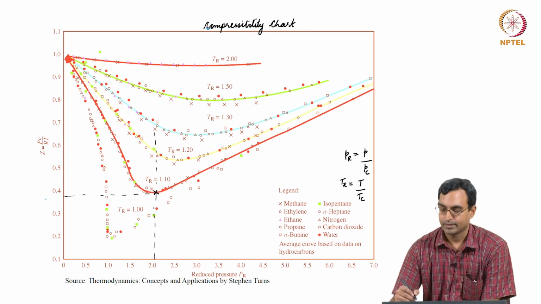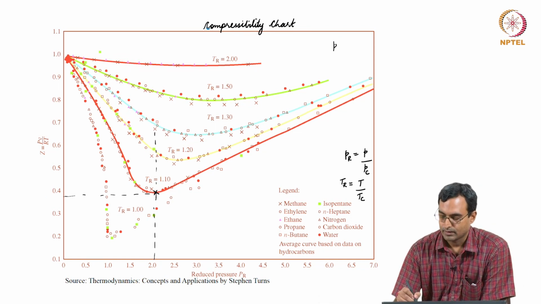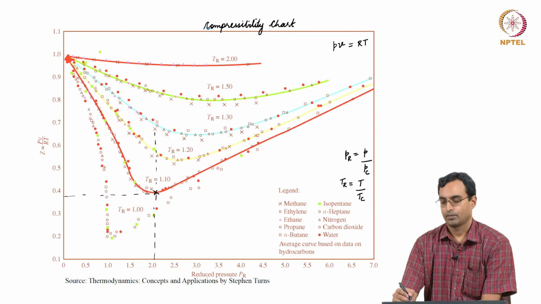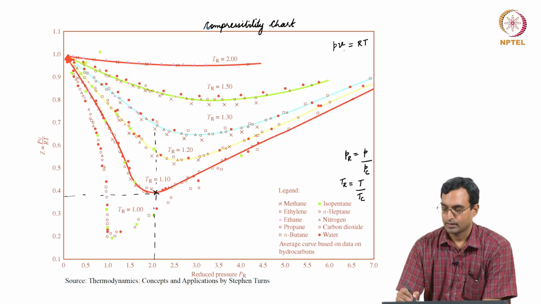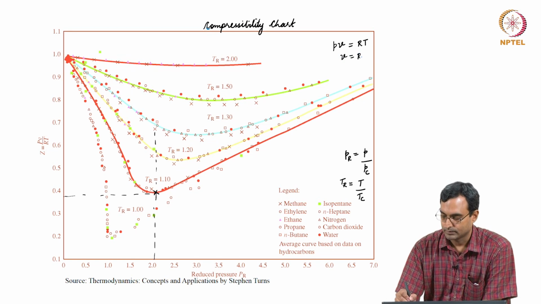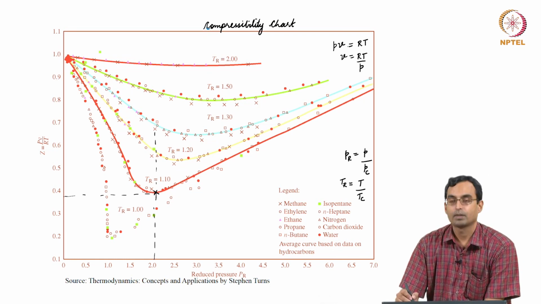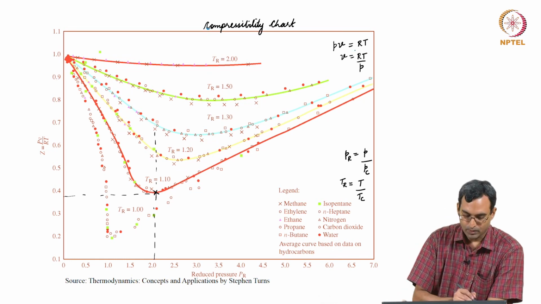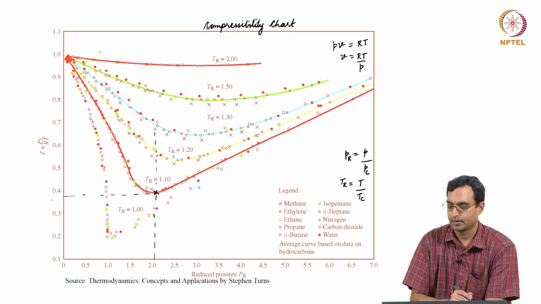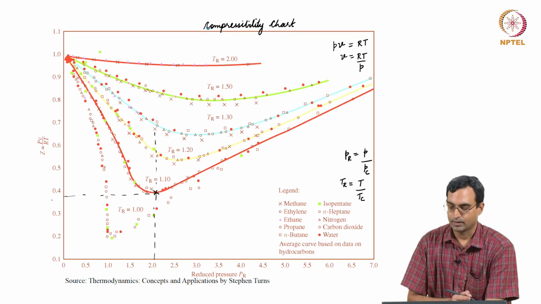Assuming that the gas is ideal, I would get PV is equal to RT, which would give me what the volume would be if the gas was ideal. What this tells me is that this is not going to be my real volume. My real volume is going to be only 0.4 times whatever it would be otherwise.